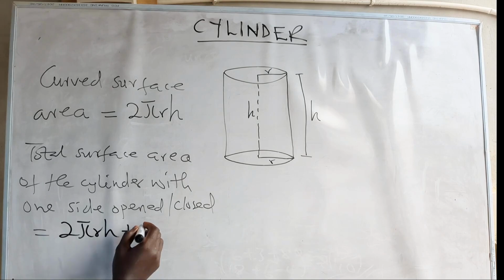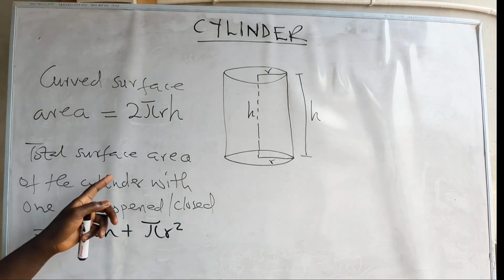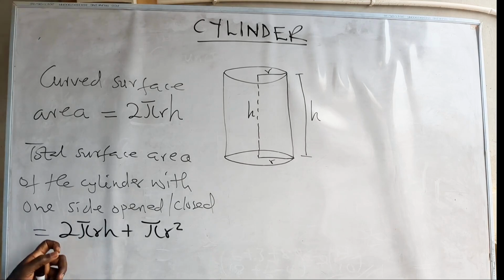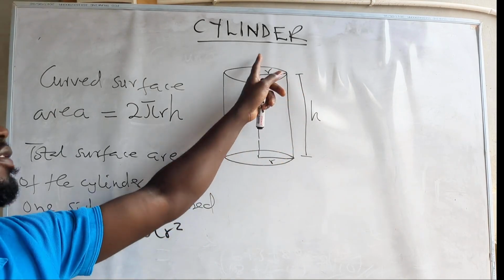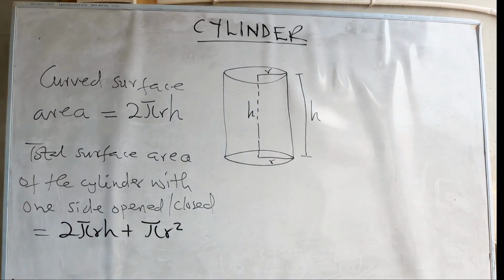And what is the area of a circle? That is pi r squared. So the total surface area of a cylinder with one side open or closed becomes 2 pi RH plus pi r squared, where 2 pi RH is the curved surface area plus the side that is closed. Okay, so here we can even factorize.